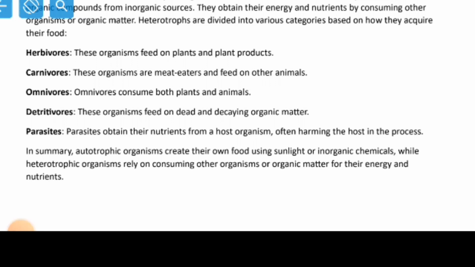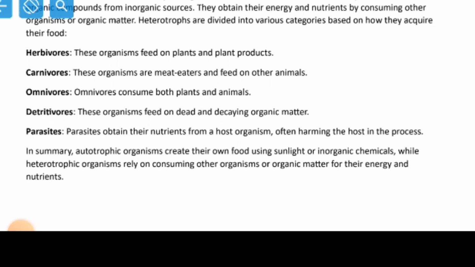Now carnivores, these organisms are the meat eaters and feed on other animals. So carnivores are the organisms or the animals which eat the meat of other organisms. For example, the tiger, lion, right? So lion and tiger, what do they do? They eat the meat of other organisms like the deer, right?